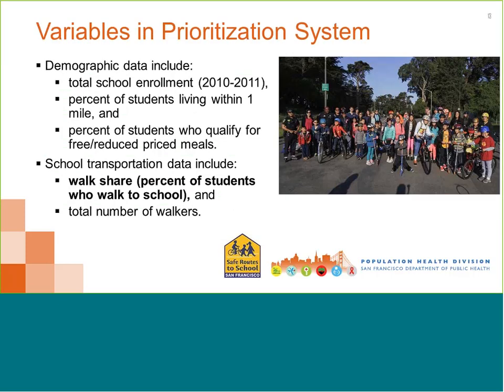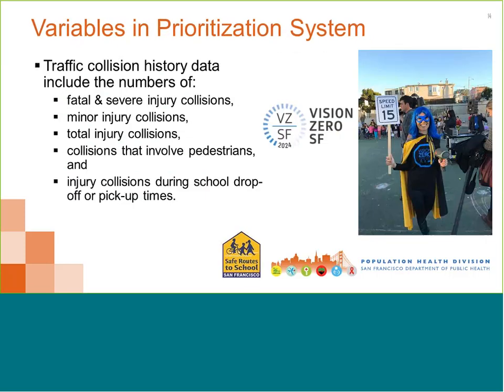Next slide, please. So these are all the variables that we have in our prioritization system. We include demographic data, and again, we include percentages of free and reduced lunch as a way to measure equity. And we include the walk mode share from the travel tallies, per the advice of the ITE article. Next slide, please.